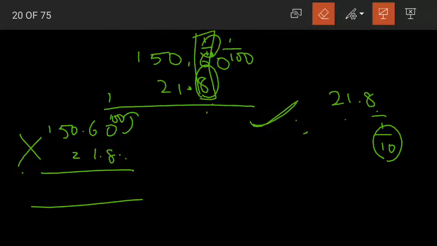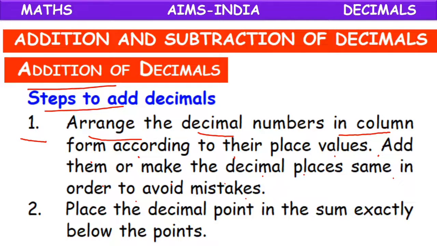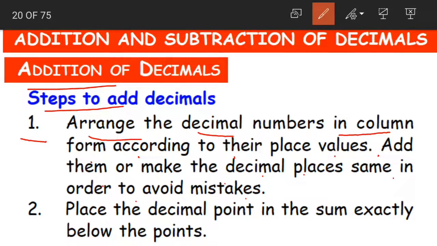Understood? What should we do? First write the, let me erase this here. Yes, make sure that your points are in the same place. For both the numbers above and below, the points are to be in the same place. If you do that, you will get the correct arrangement of the digits. Understood, children? Our first step is arranging the decimal numbers column-wise to avoid mistakes.